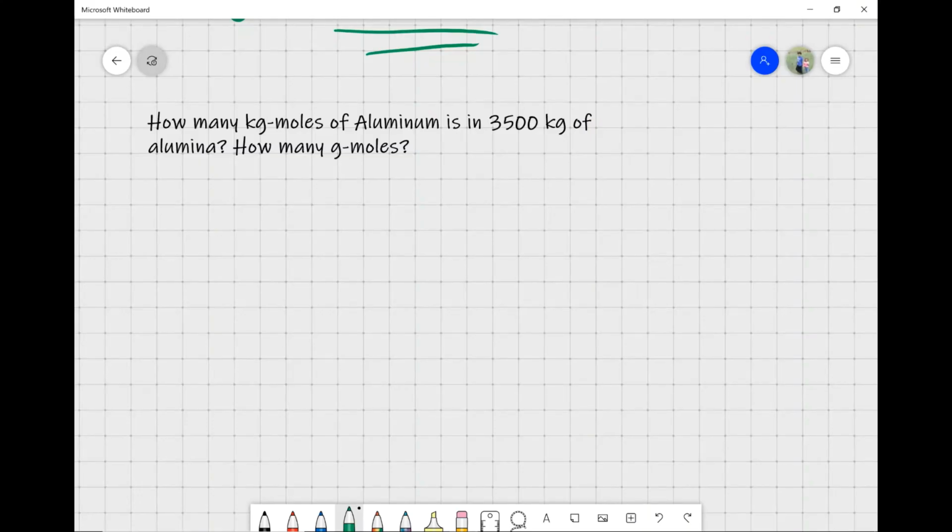We're looking at this problem involving kilogram moles and also gram moles, so you can see where the conversions occur. We want to know how many moles of aluminum are in 3,500 kilograms of alumina. Alumina is Al2O3, so we have to do some chemistry here. We have 3,500, so it's okay to start. This is our basis.